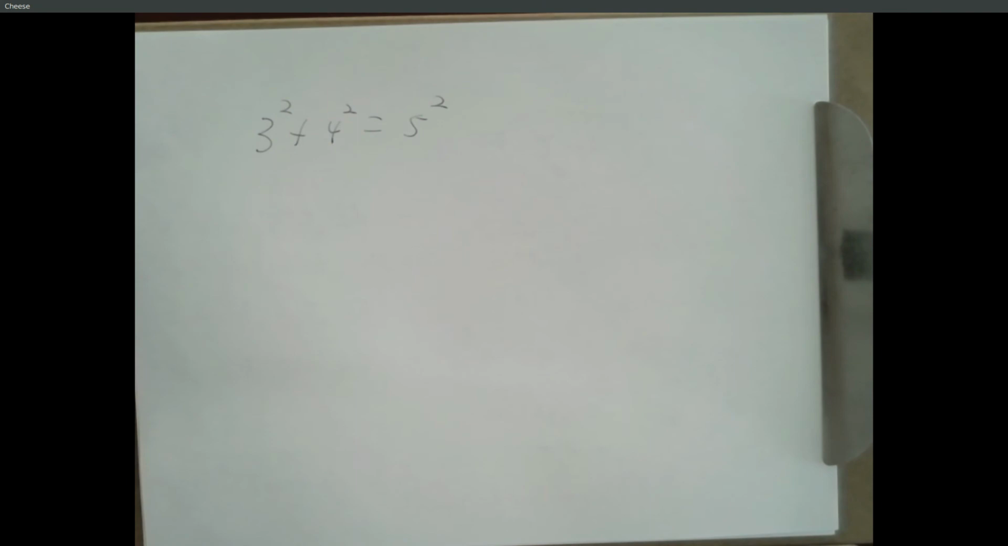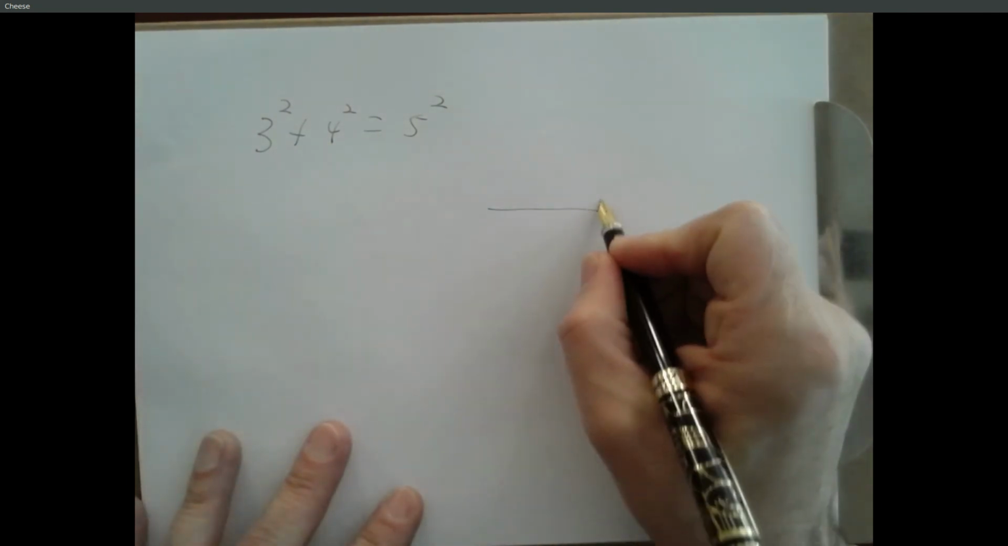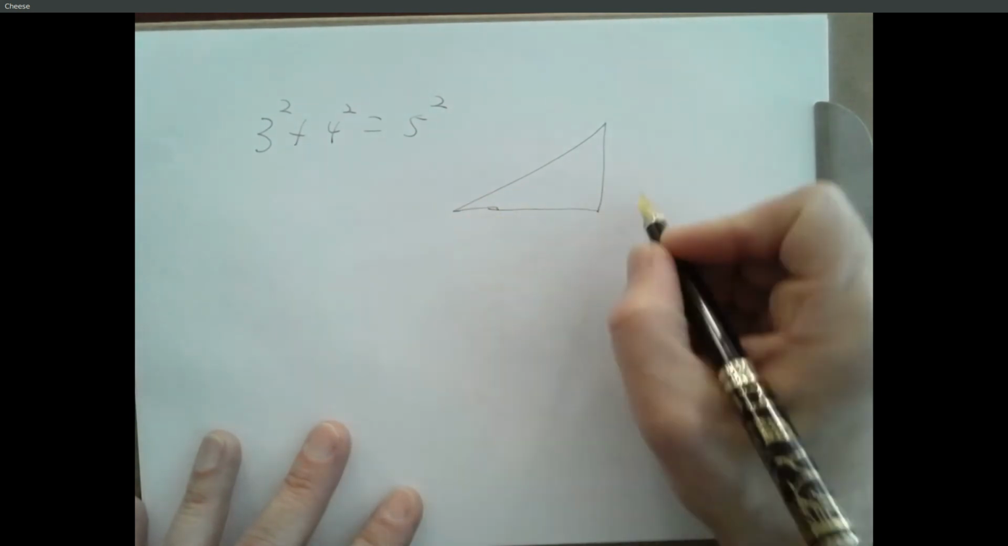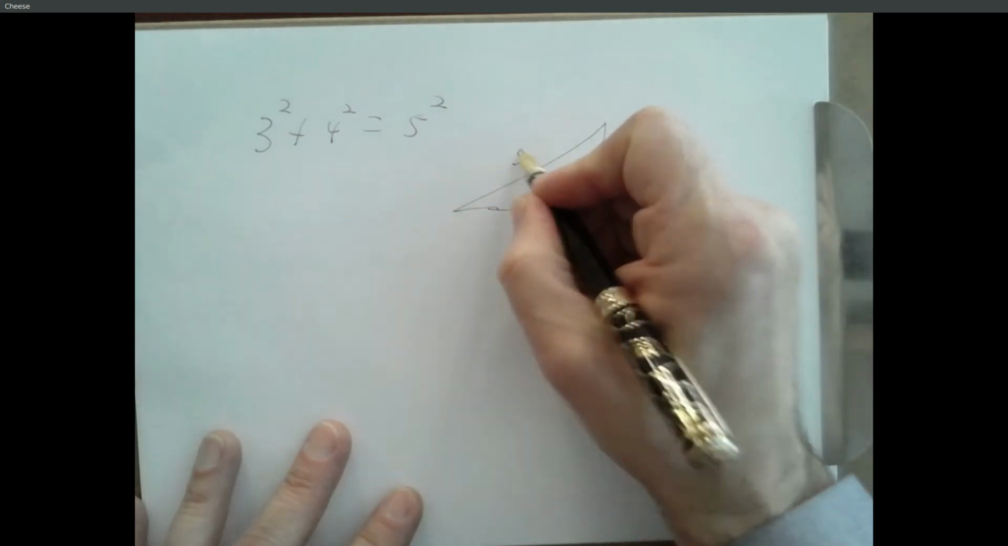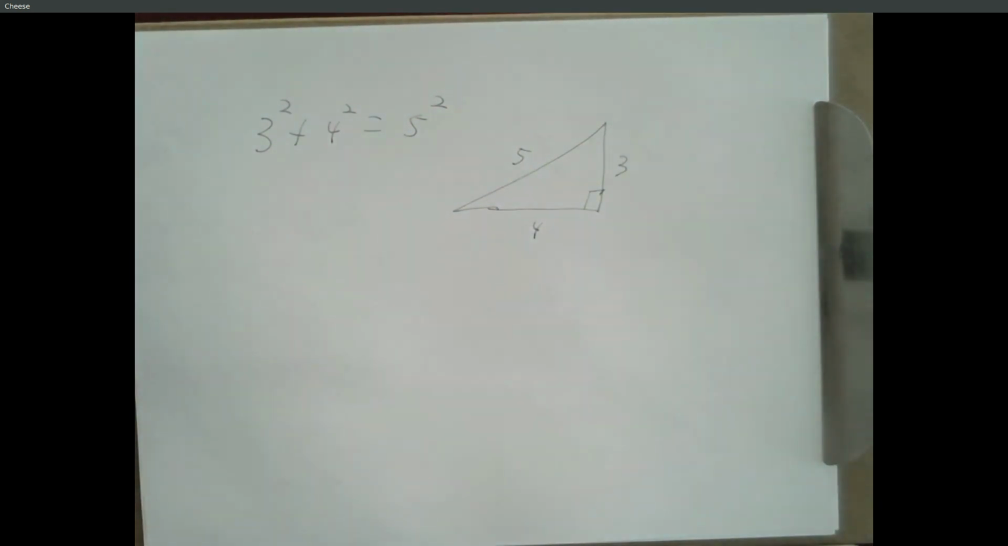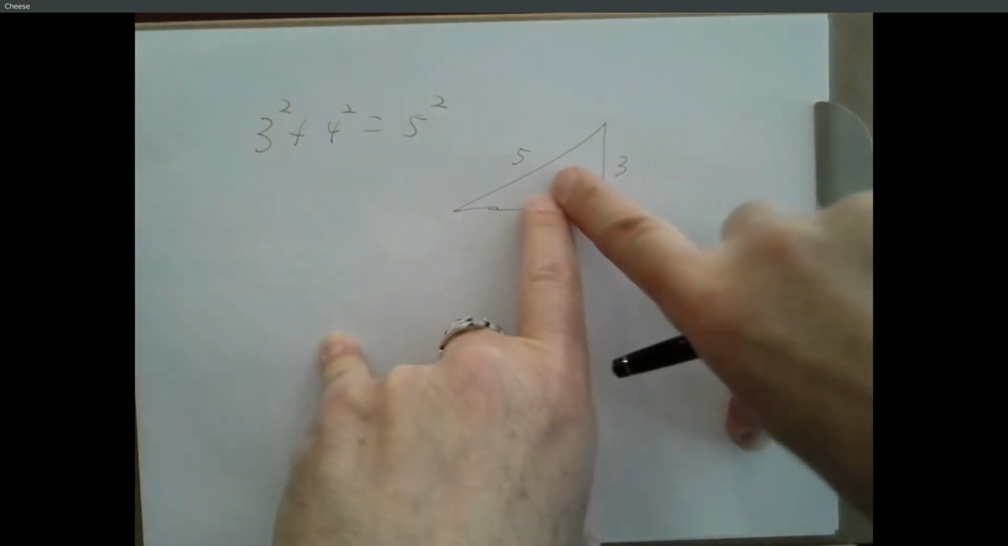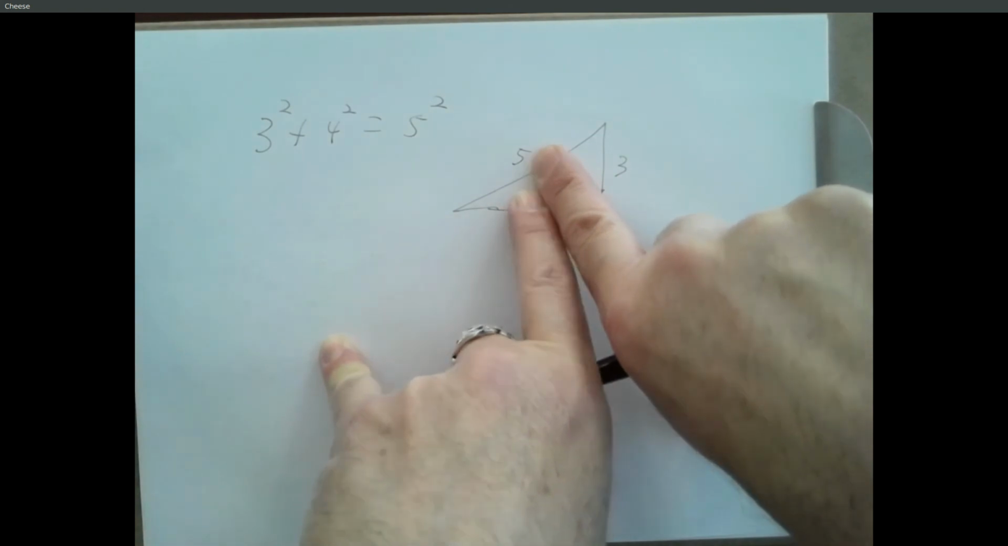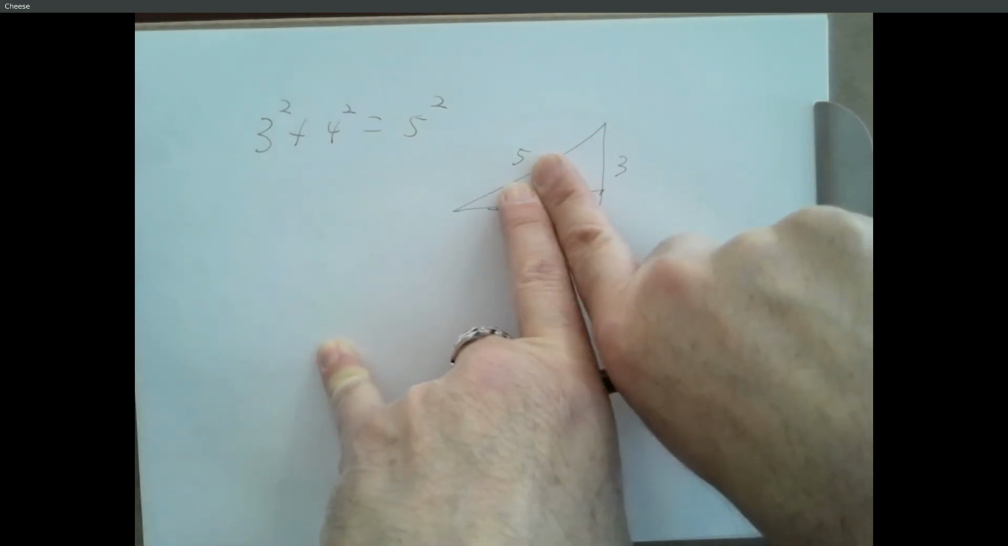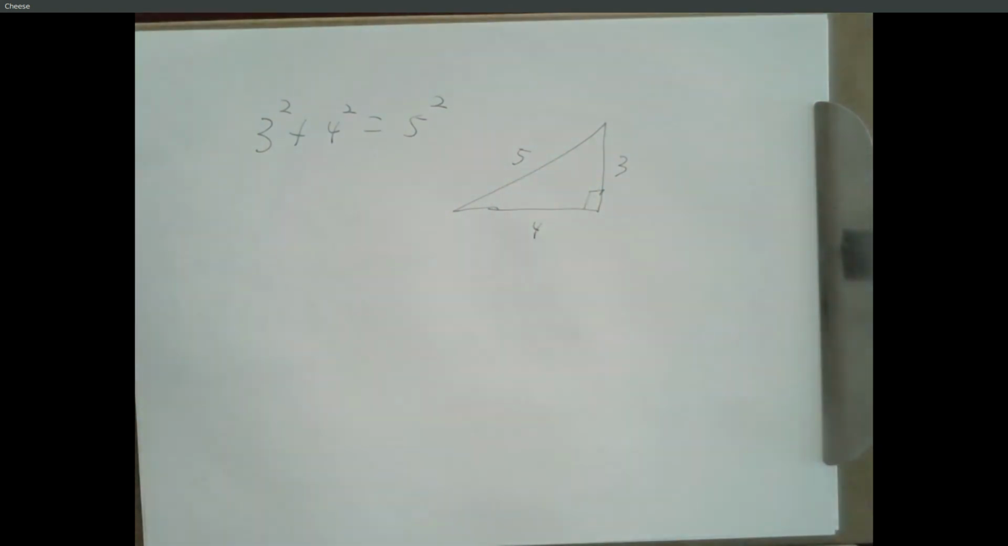So we know this is true: 9 plus 16 is 25, and that corresponds to a right triangle. The Pythagorean theorem says the sum of the squares of these sides is equal to the square of that side, which is not what the Scarecrow says in Wizard of Oz, by the way. He defines a different kind of triangle accidentally.